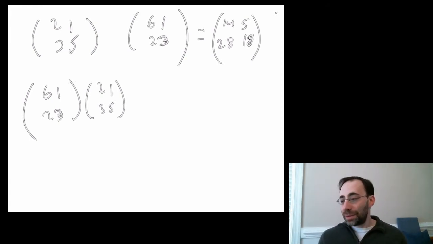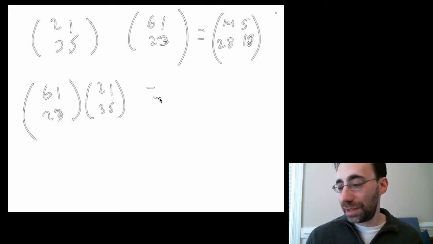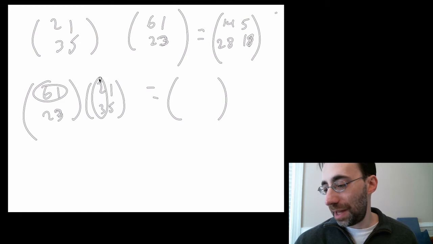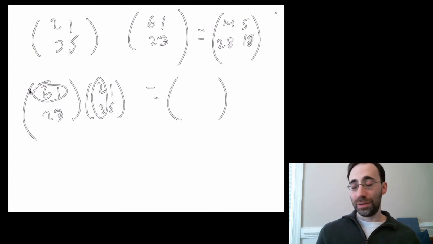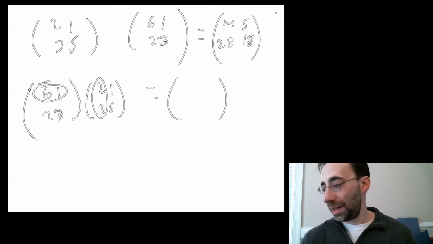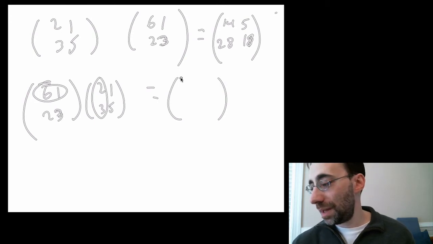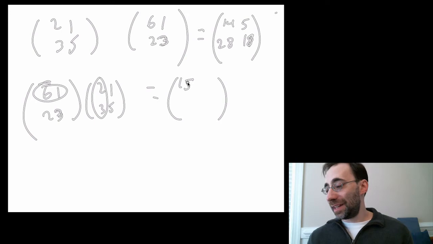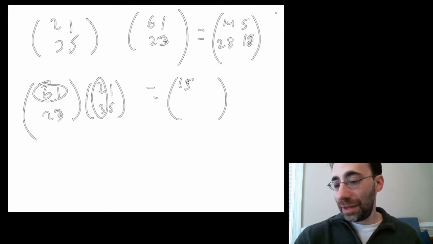Let's do the same thing for this one. It's good practice. So first, we'll multiply 1 times 1. We'll dot these two vectors. So 6 times 2 is 12. 1 times 3 is 3. So 12 plus 3 is 15. And already, we have different numbers from before, right? It's not 14, it's 15.